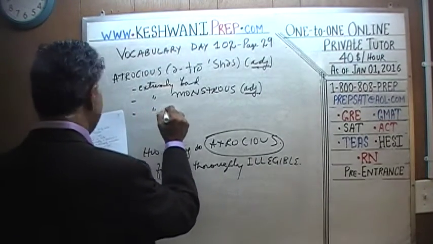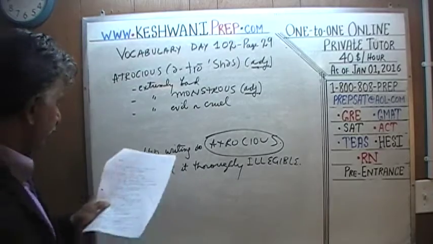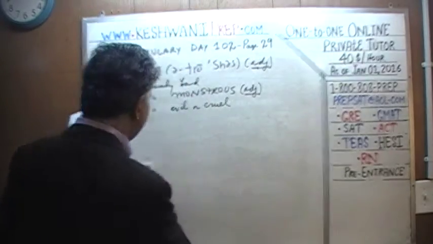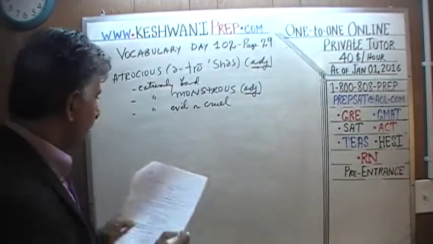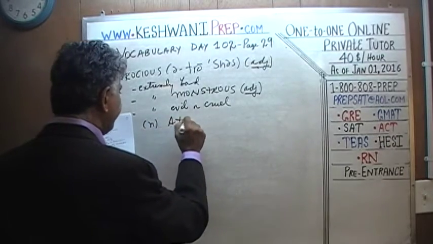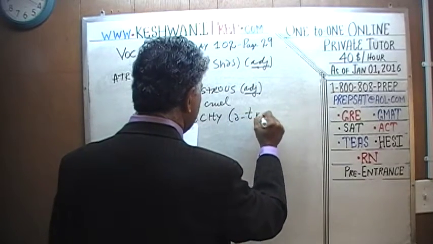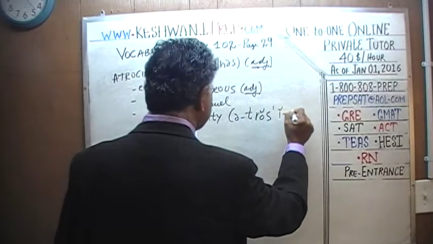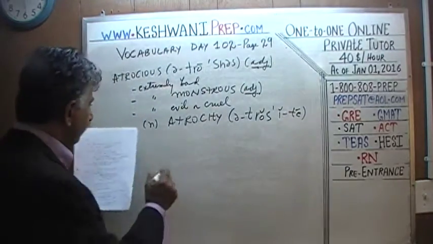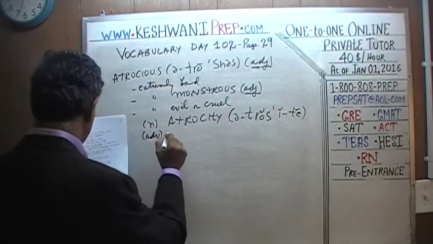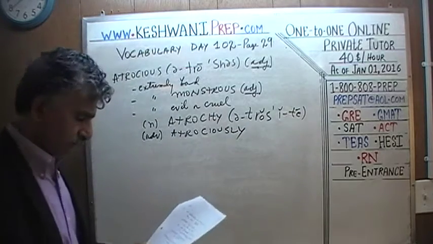It means something that is extremely evil or cruel. If something is extremely evil or cruel, it's said to be atrocious. It's an adjective. Do you know the noun of atrocious? The noun of atrocious would be atrocity. The adverb would be atrociously.